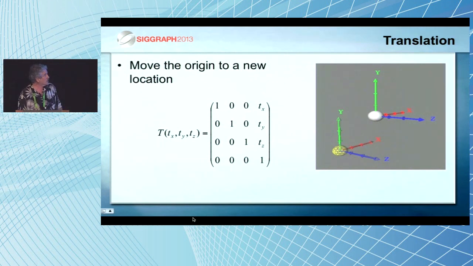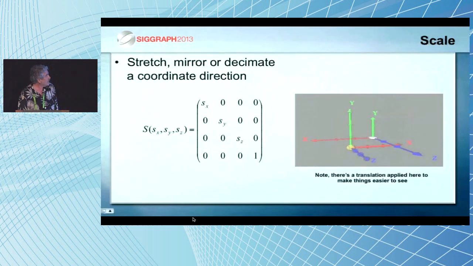So if you look at what this matrix does, if you multiply it by, say, X, Y, Z, 1, it says that the new X is the old X plus TX. The new Y is the old Y plus TY. And the new Z is the old Z plus TZ, and it doesn't do anything to the W component. Okay, but that's what you want from a translation.